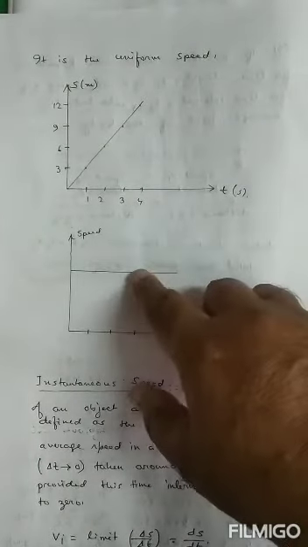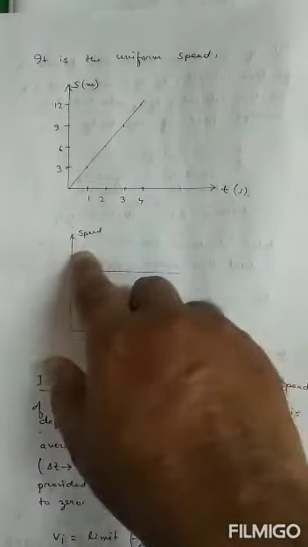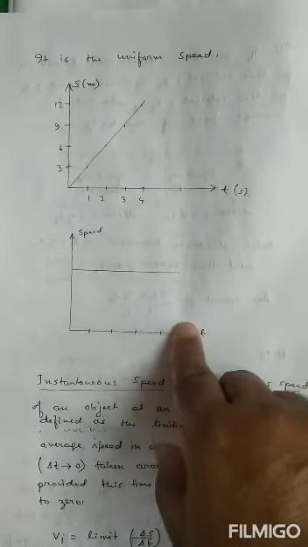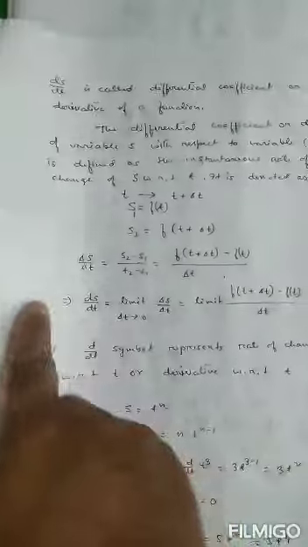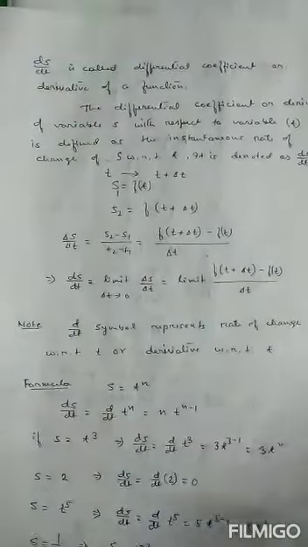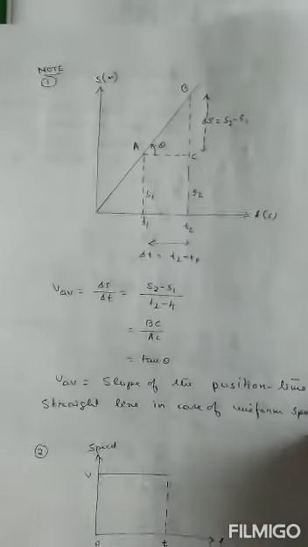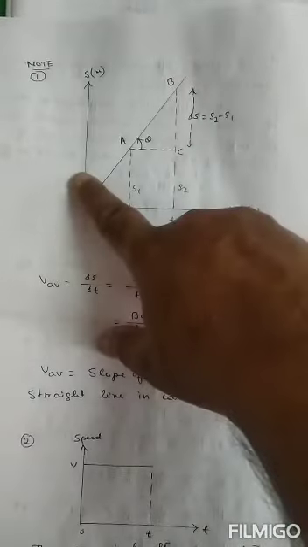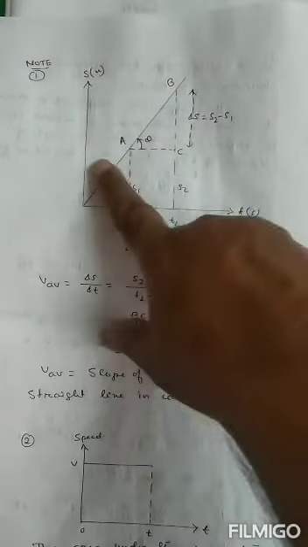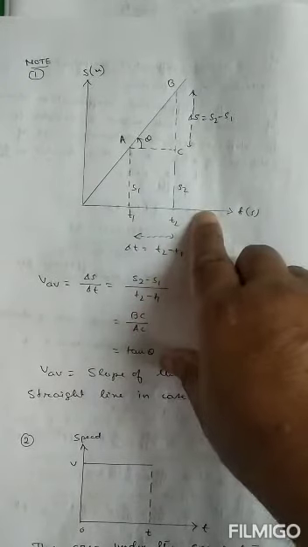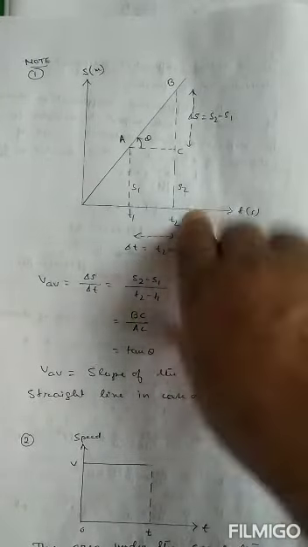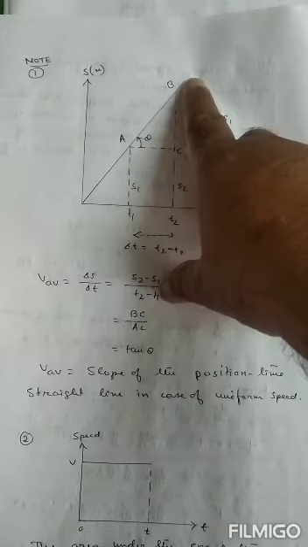Why do we draw these two graphs, distance-time and speed-time, for uniform speed? What do these graphs give us? Now we want to discuss that. So this is the distance-time graph for uniform speed. It was a straight line for us.